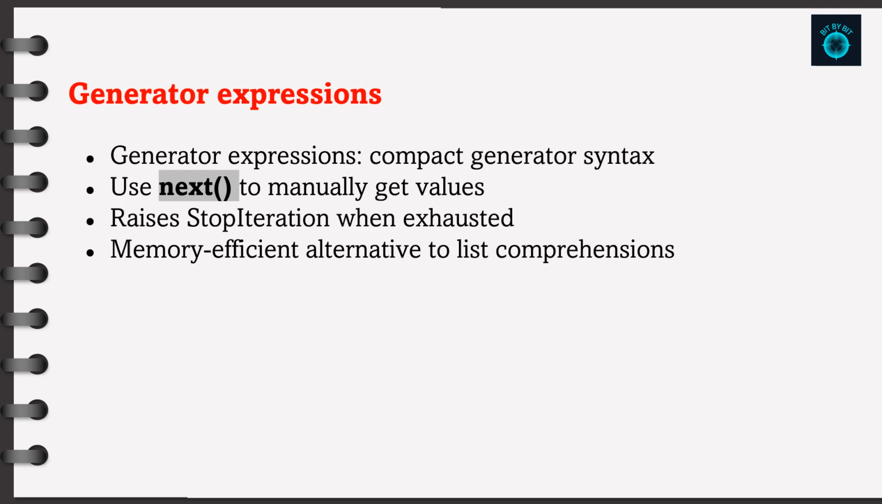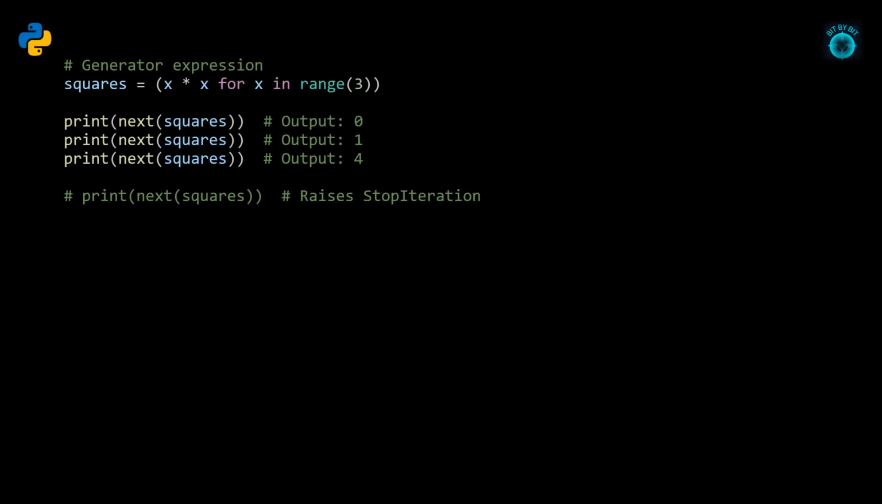Let's look at an example to understand how it works. We define a generator expression that computes the square of each number in the range from 0 to 2. This creates a generator object called squares. We call next on squares to get the first value, which is 0. Calling next again gives 1, and then 4. If we call next one more time, it raises a StopIteration exception because the generator is exhausted.